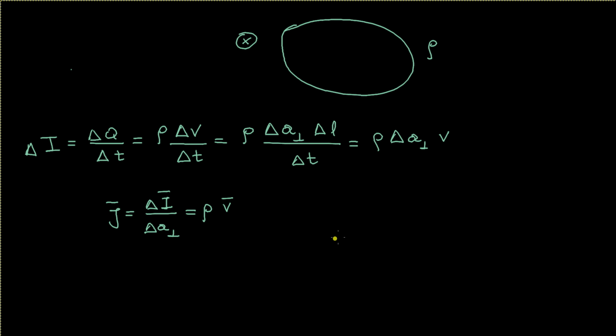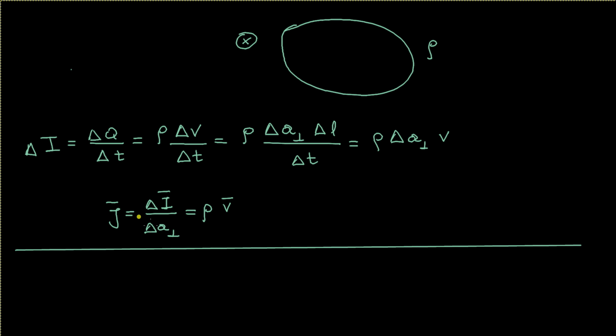Now, to summarize, okay, for volume, for 3 dimensions, I have the volume current density, the volume charge density times velocity, and when we deal with 2 dimensions, the surface current density is the surface charge density times velocity.